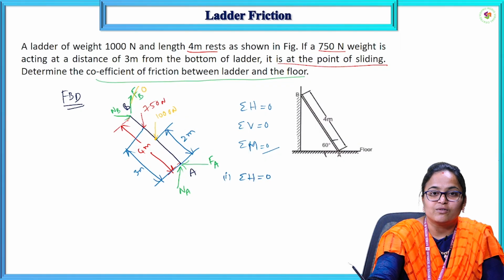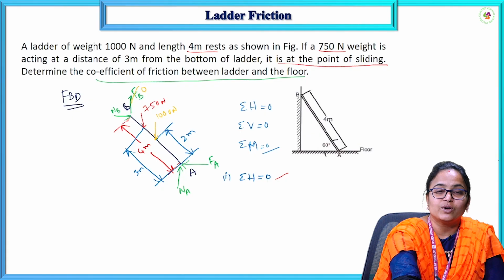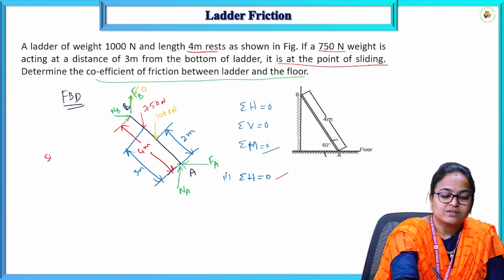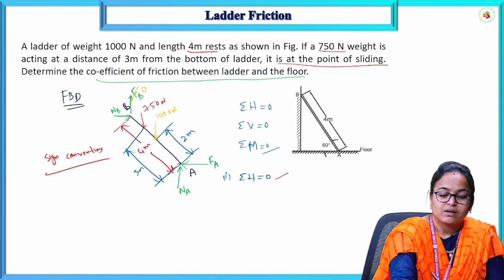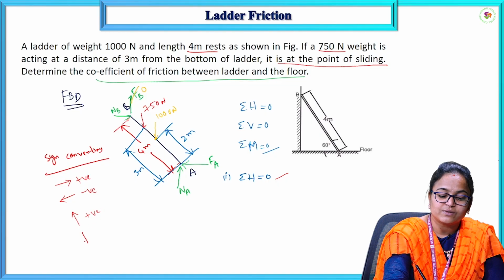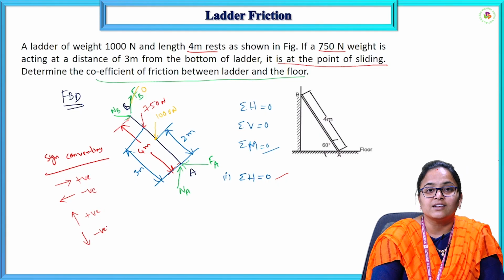Now, coming to the horizontal forces, we apply the equilibrium condition, that is, the sum of all the horizontal forces equal to 0. There are some assumptions for the sign conventions. The force acting towards the right we take as positive, and the force acting towards the left as negative. The force acting in the upward direction is positive, and the force acting in the downward direction we consider as negative.